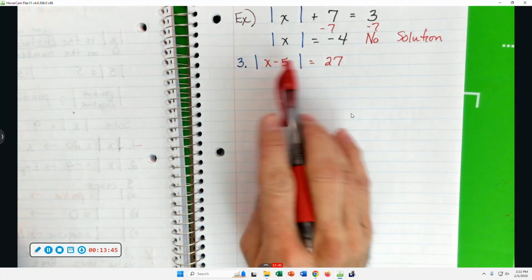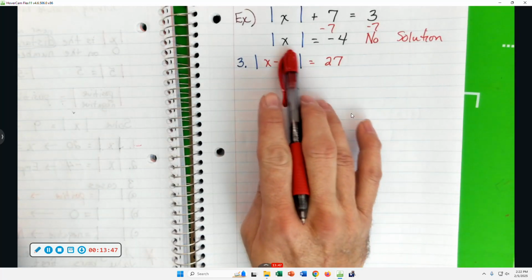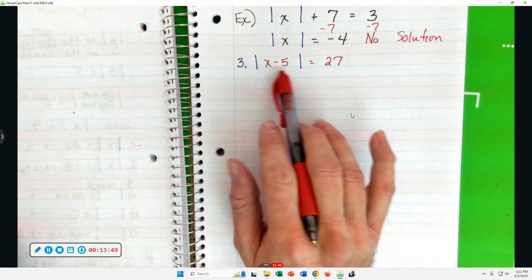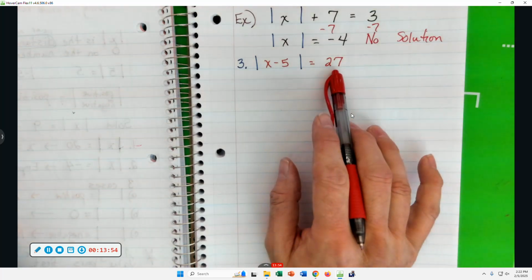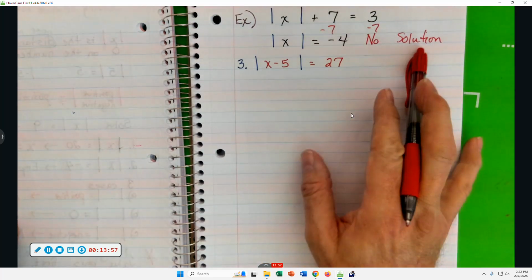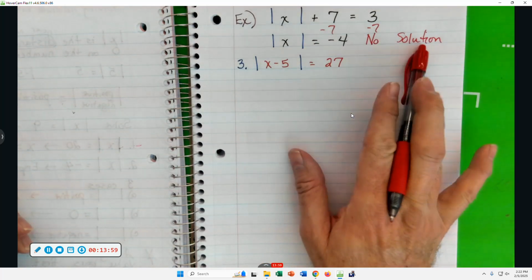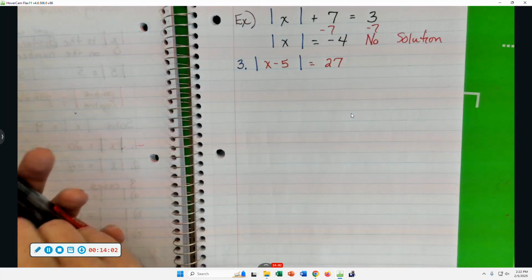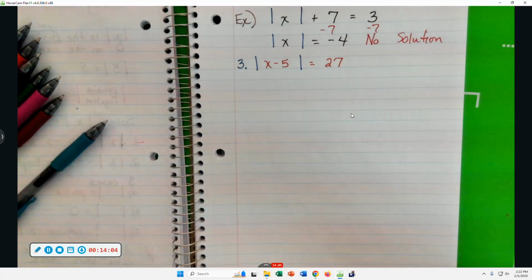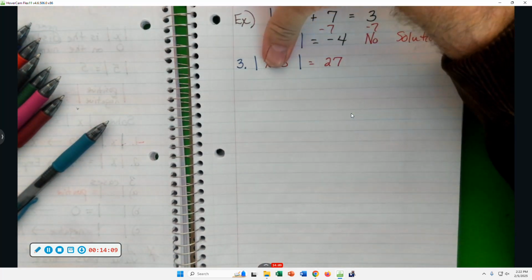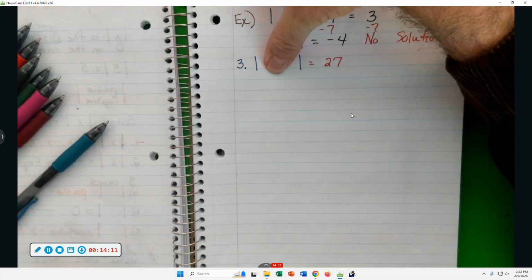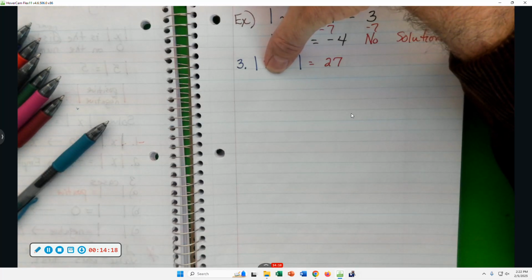Well, the step inside them is messier, but I still claim the absolute value bars are isolated already. Yeah, the 2 bars are on the left side. Hey, we have a positive number on the right, so is this going to be a no solution? No. So here's my thought process. I'm ignoring for a moment that x minus 5, and I'm just thinking to myself, what are the only 2 numbers that can be inside those bars? What are the only 2 numbers that have absolute value equal to 27?